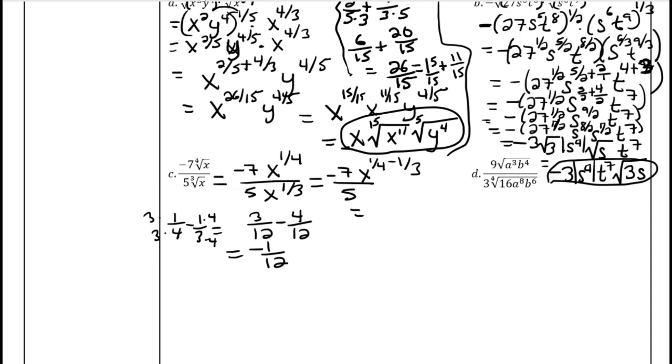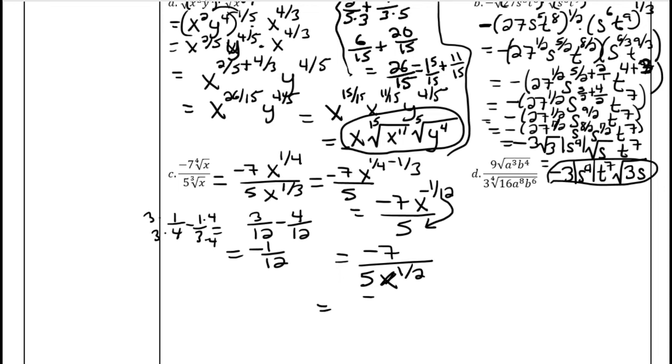All right, so I'm going to replace this. So -7 x to the -1 over 12 over 5. Remember, the negative means that you flip it. So you flip it and then forget the sign. So I'm going to flip the x down to the bottom now. And it becomes positive 1/12. And I can replace the 1/12 with a root.